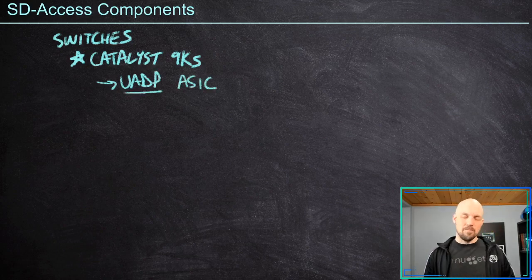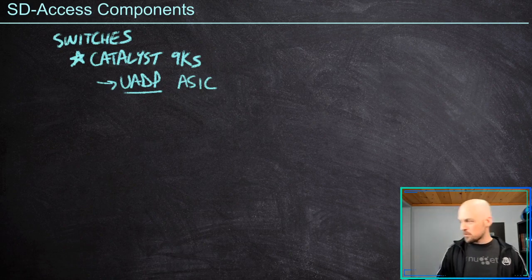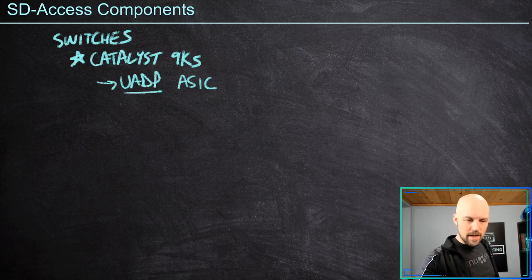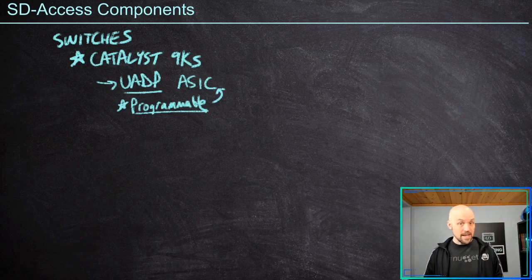an alphabet soup here, right? It's an Application-Specific Integrated Circuit, or ASIC. So it's the UADP ASIC. Yeah, 8 letters in a row. It's always great from an acronym perspective. But UADP is a unique concept in that it is a programmable ASIC. Now, that's a little bit of an oxymoron if you know what an application-specific integrated circuit is.